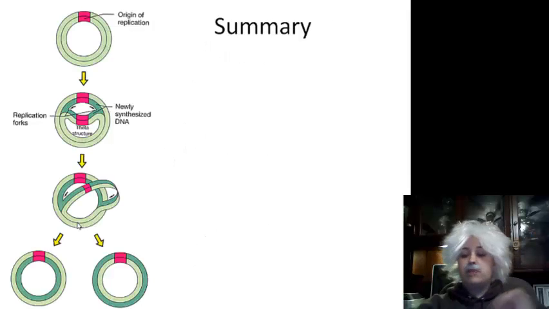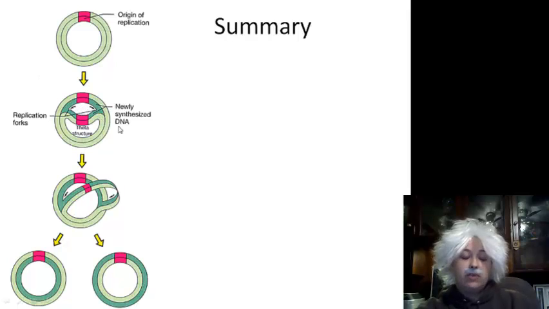So, summary. Double-stranded DNA in a circle, in E. coli, with two replication forks. They keep going around and around, and then they are split into two daughter cells, each with a daughter chromosome. Remember, this is semi-conservative replication, because half of this one is going to be parent, and half of this one is going to be parent.